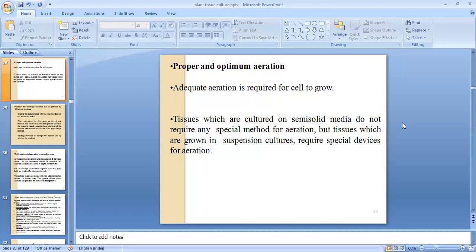And in the next classes, we will see the other aspects, that is the different types and how it is done.